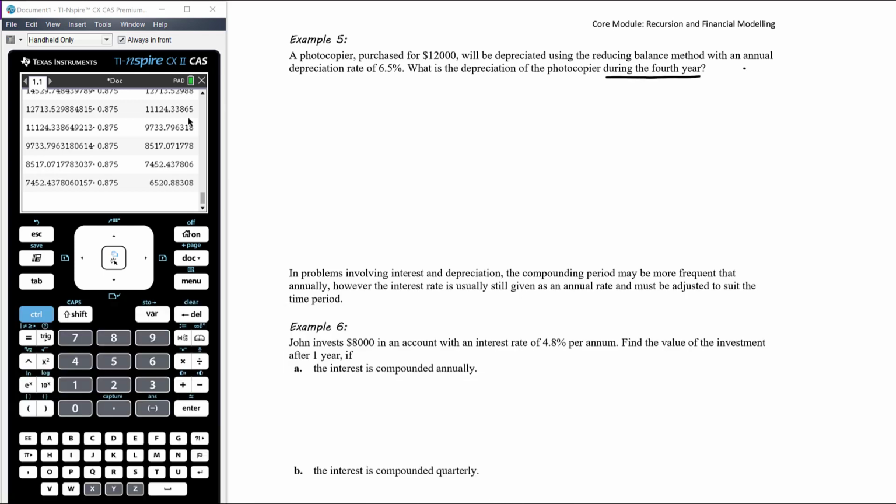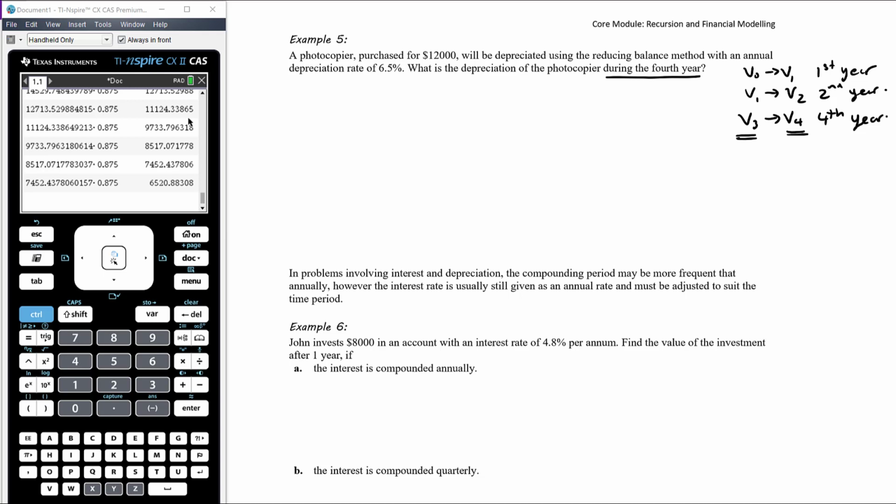Okay, so V0 to V1 is the first year. V1 to V2 is the second year. So that means the 4th year will be V3 to V4. So we want to work out the value after 3 years and the value after 4 years, and the difference is going to tell us how much we depreciate by.